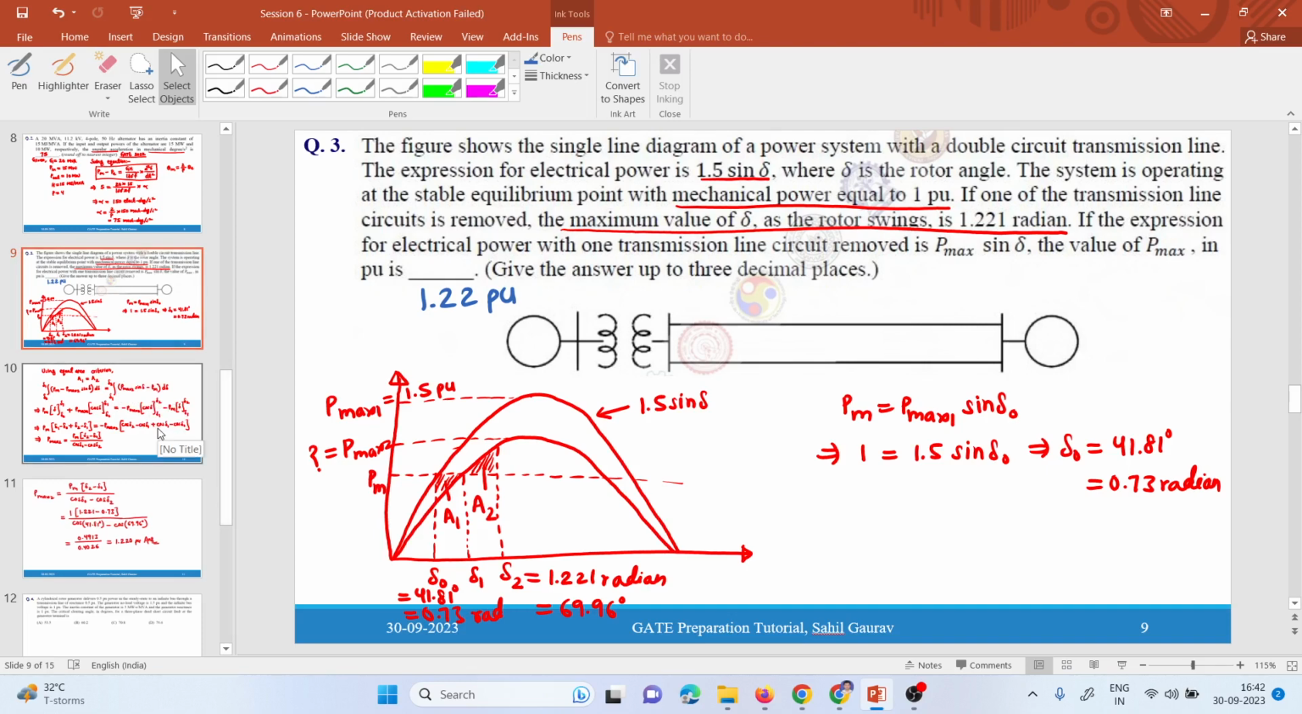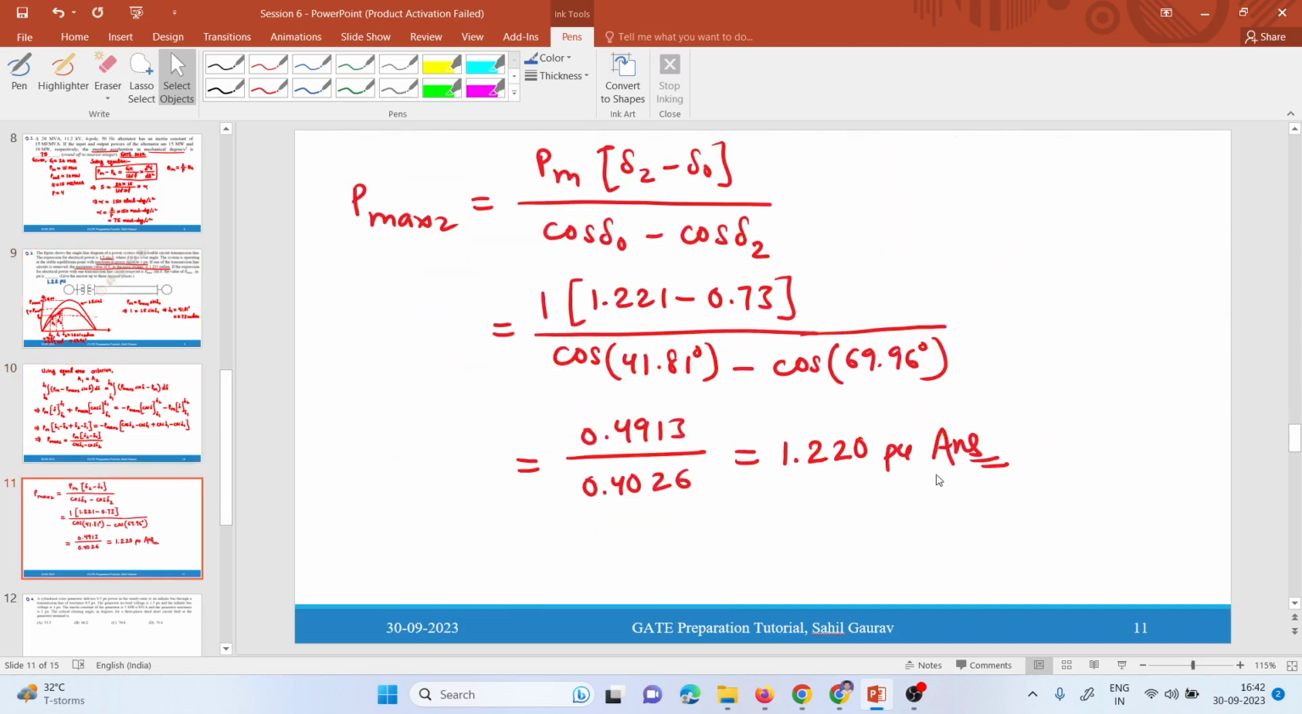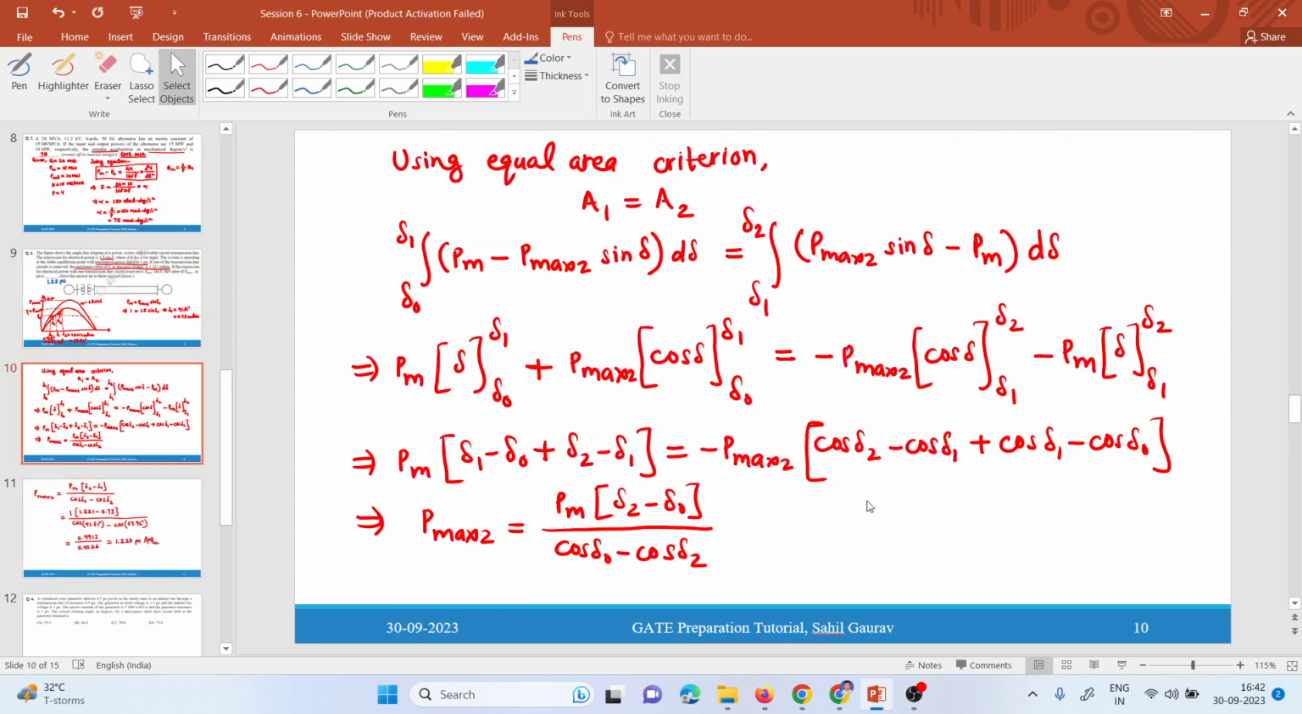So, is there any problem in this question number three? Any doubt? Any clarification? You have to just apply the equal area criterion and you will get the answer.